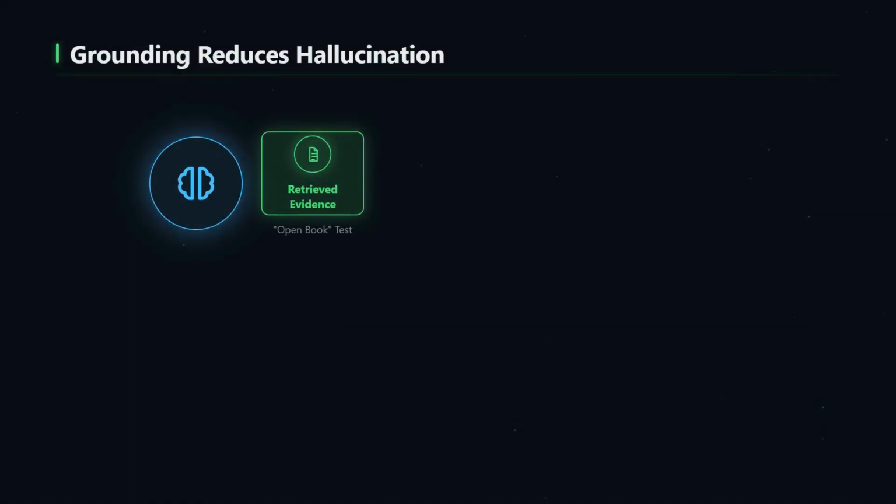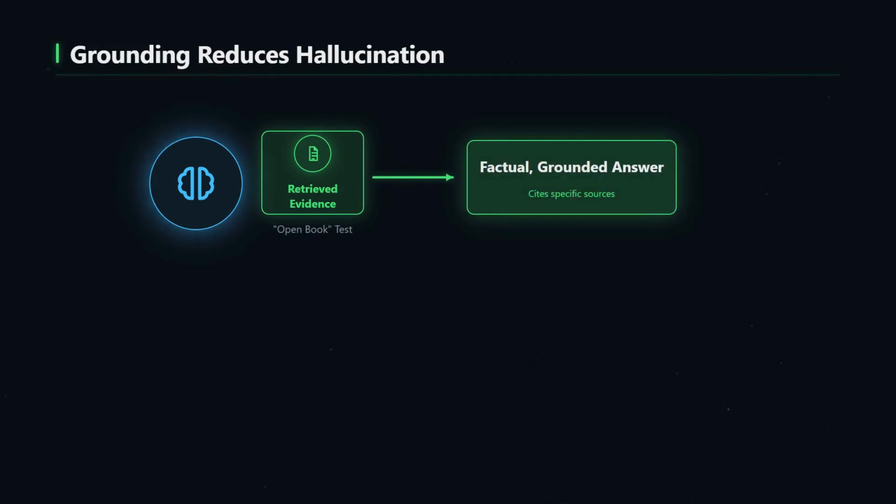Now the model is not guessing from memory. It is reading real, retrieved evidence and answering from it, the same way a student writes better with the textbook open. This is called grounding, and it is the single biggest reason RAG cuts down hallucination.